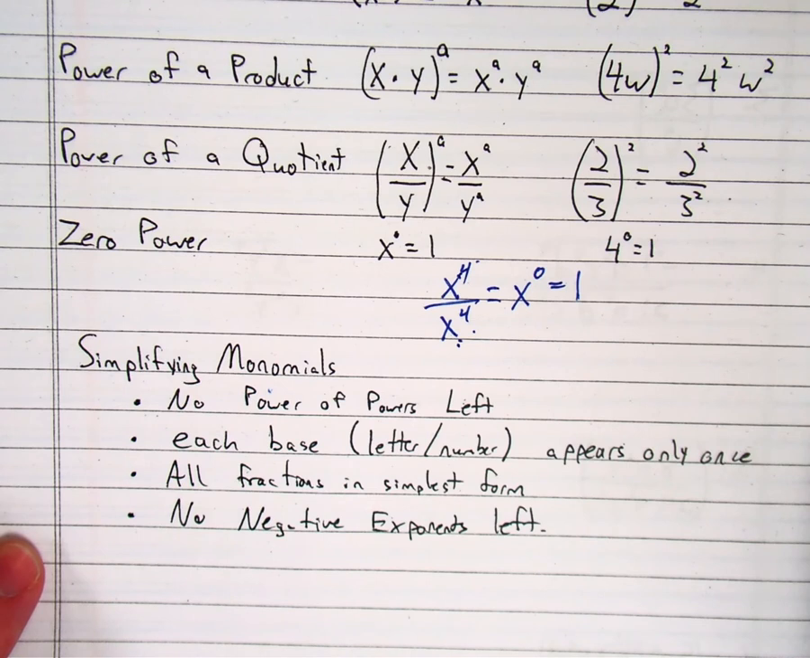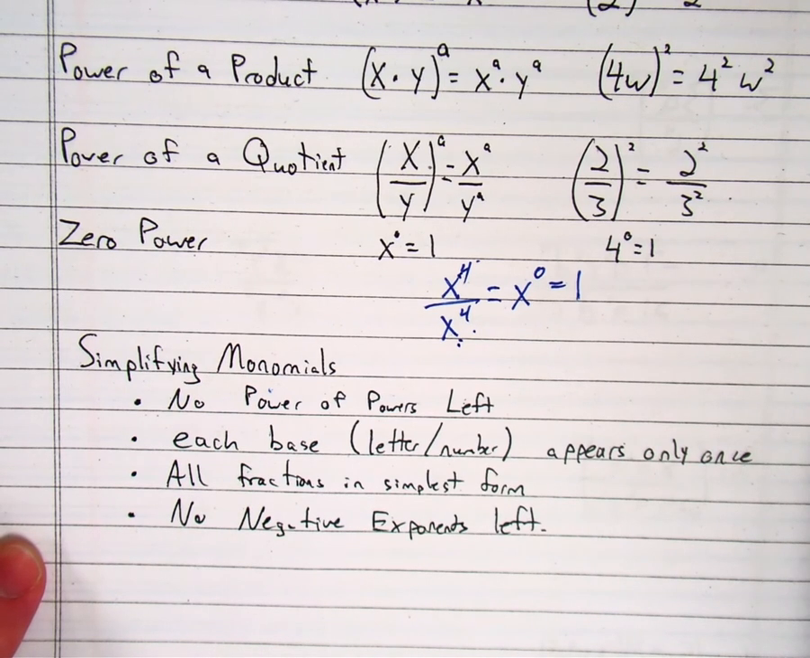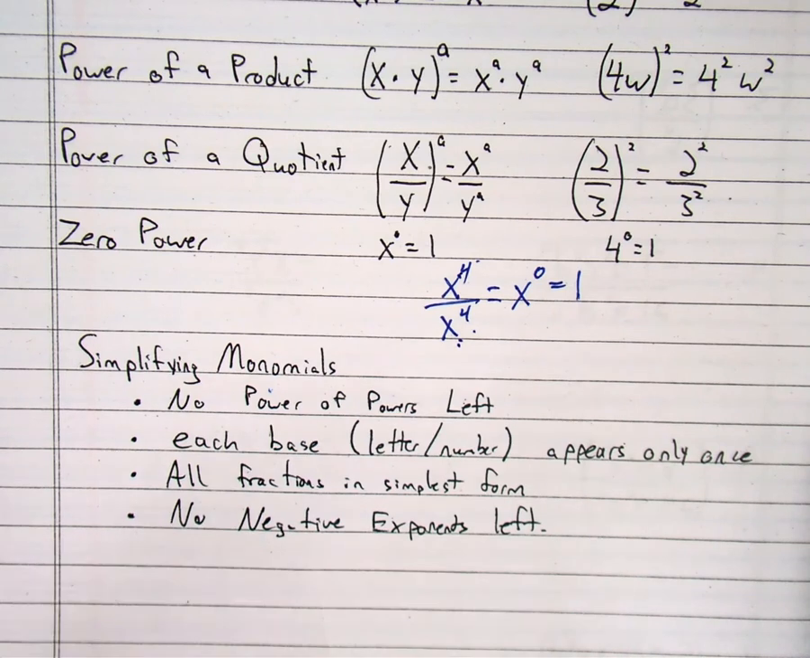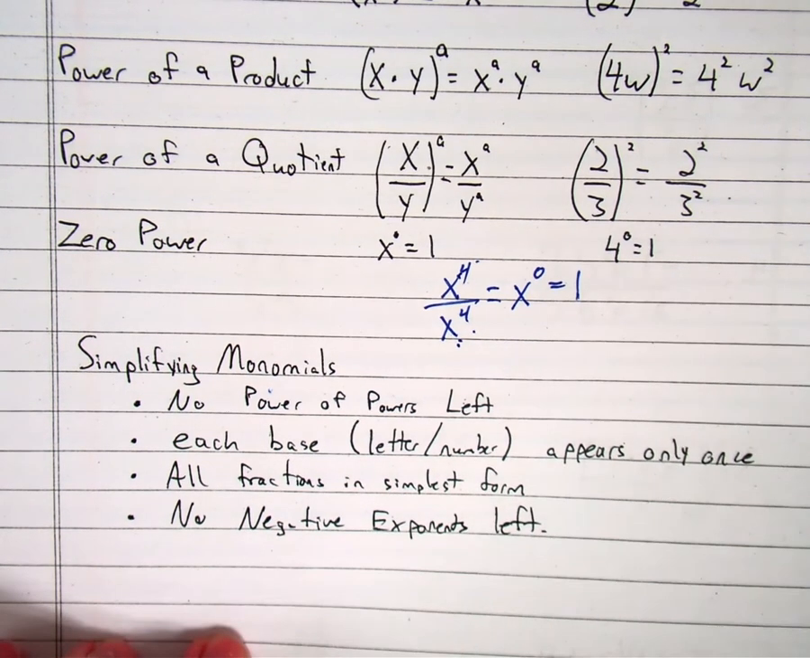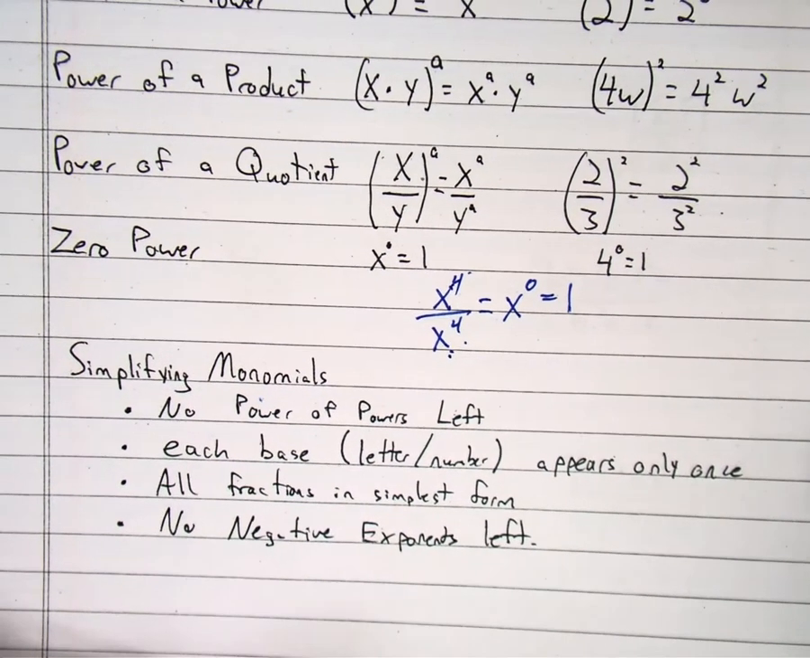If you have a negative exponent, you need to flip it to the other side, make it positive, and then that's when you know you're done. All right, let's see if we can apply these properties.